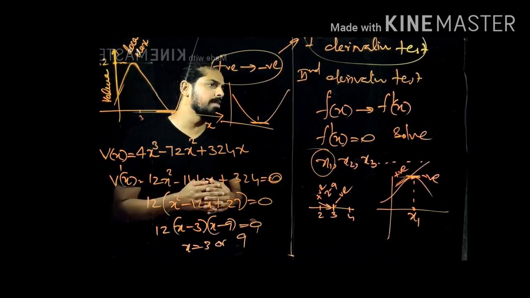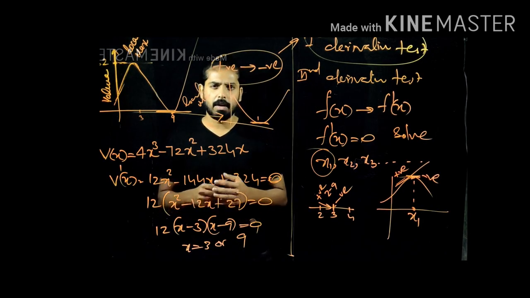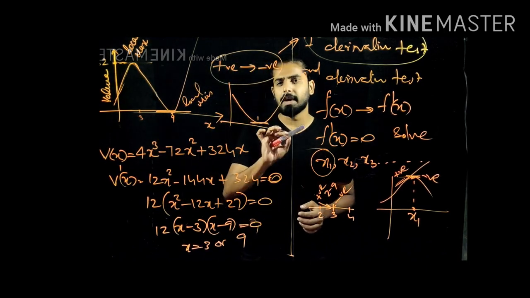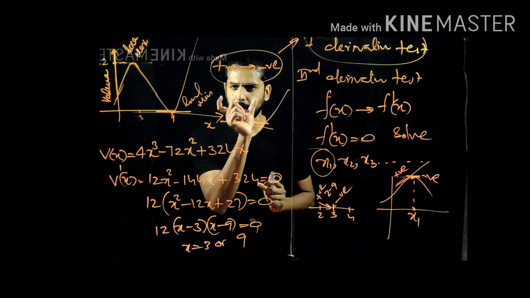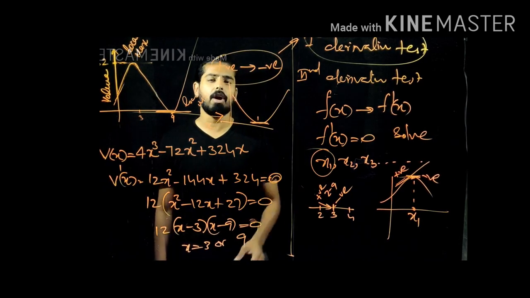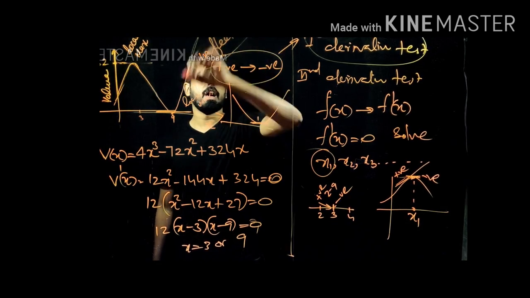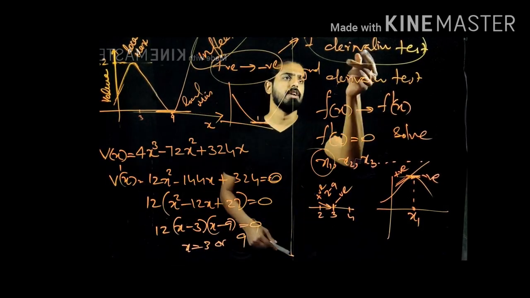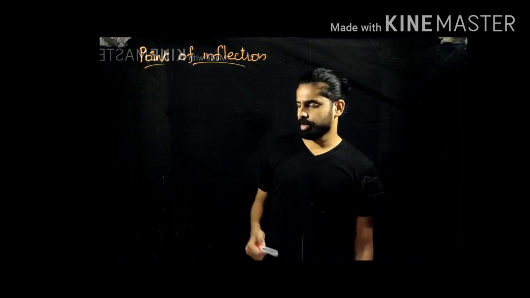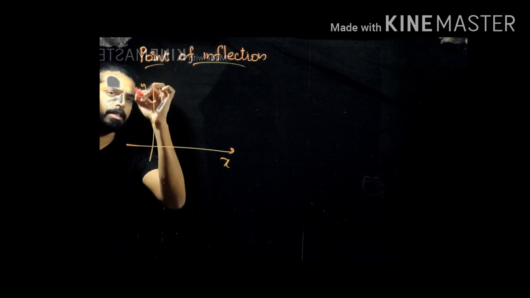And using the first derivative test, we can also find the point of inflection. We haven't discussed it, but I have said this term, point of inflection. Now we will be discussing the point of inflection. Let's see what a point of inflection is, and how we find it using the first derivative test. Here it goes. Suppose this is a graph of a function, x axis, y axis.